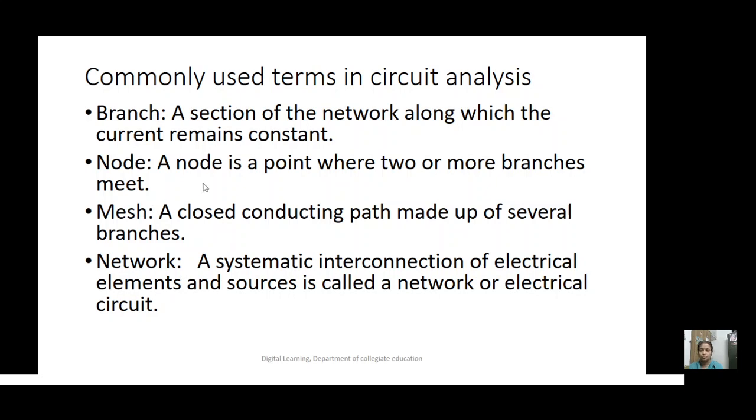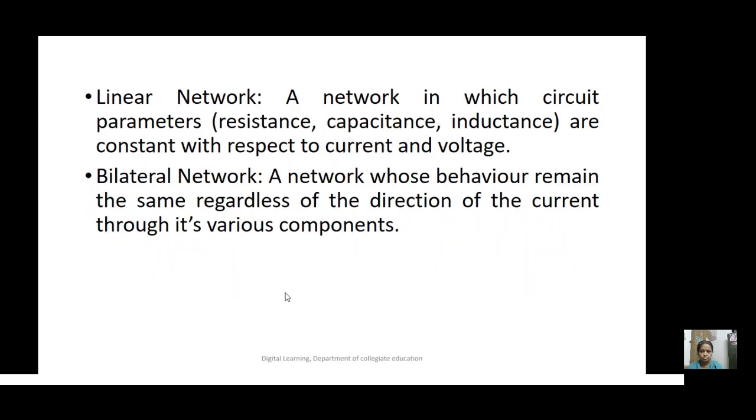Network. Combination of all this. A network will have branches, nodes, meshes, several nodes. A network is a systematic interconnection of electrical elements and sources. In networks we have different types. We will be concentrating on linear and bilateral networks in the present chapter.